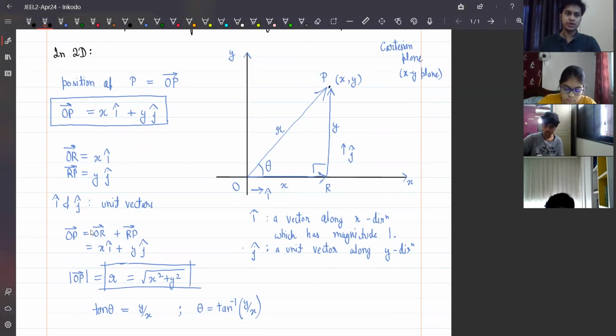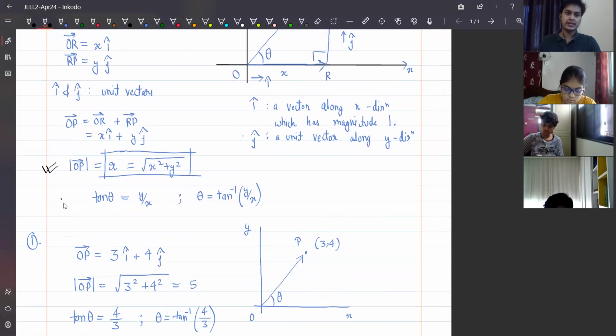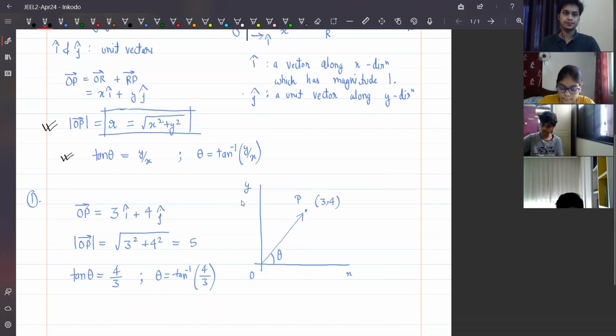And the length of the position vector is root over x coordinate square plus y coordinate square. You can also find the angle between the x-axis and the position vector. You can just write tan theta as y by x, and theta as tan inverse y by x.